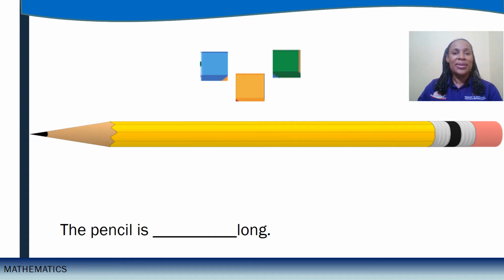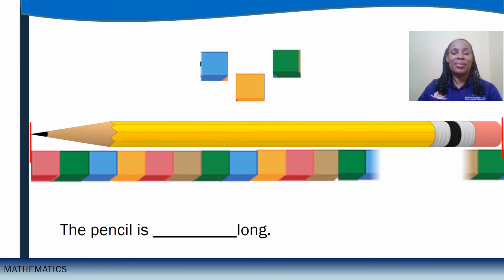Remember now, to measure the pencil accurately, you first need to put in your starting point. We will put in the starting point and the end point on this pencil. Next, we will put in the blocks. Right, that's how we measure along the pencil end to end.